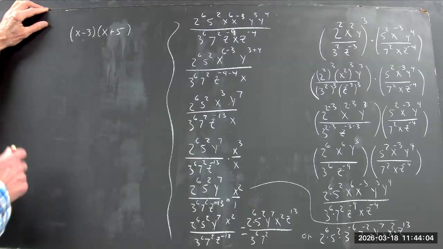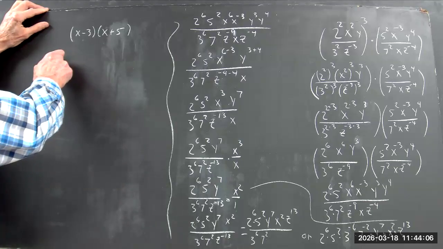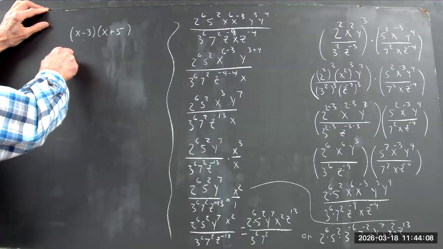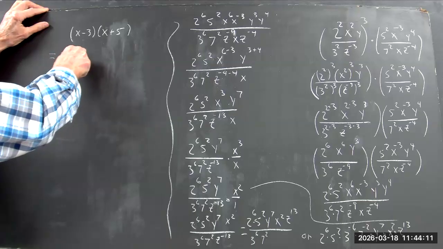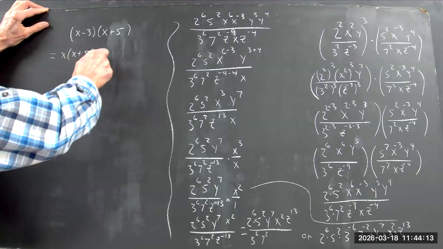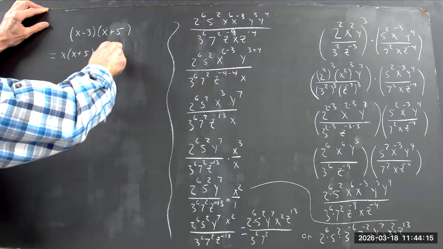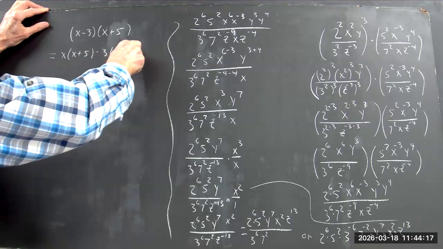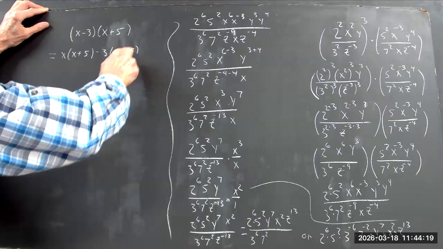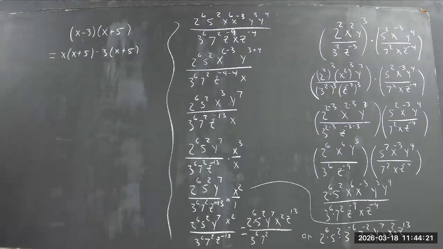And we write that out as this equals x times x plus 5 minus 3 times x plus 5. Okay, does that halfway make sense? That's a rule.